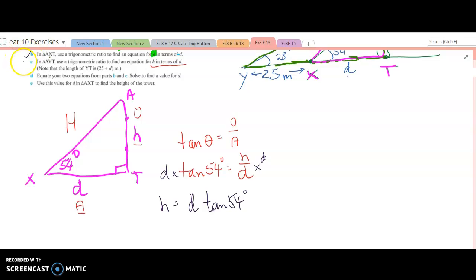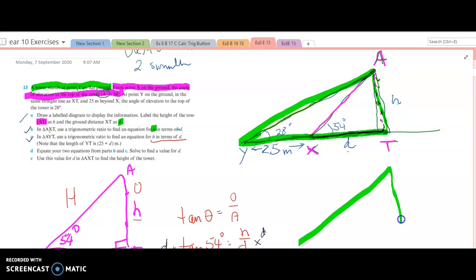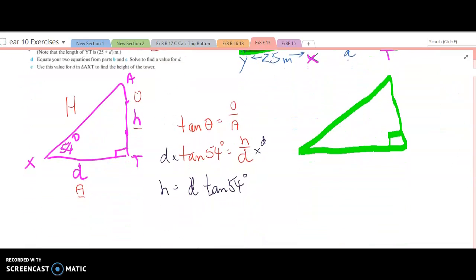Now we're going to set up the next triangle, which is triangle AYT. So there's the Y, the A, Y, and T. Let's draw that one again. We're going to be using the same ratio because here we have 28 degrees. There's the H, but remember this D is D plus 25 meters. So again, that's the hypotenuse, the adjacent, and the opposite.